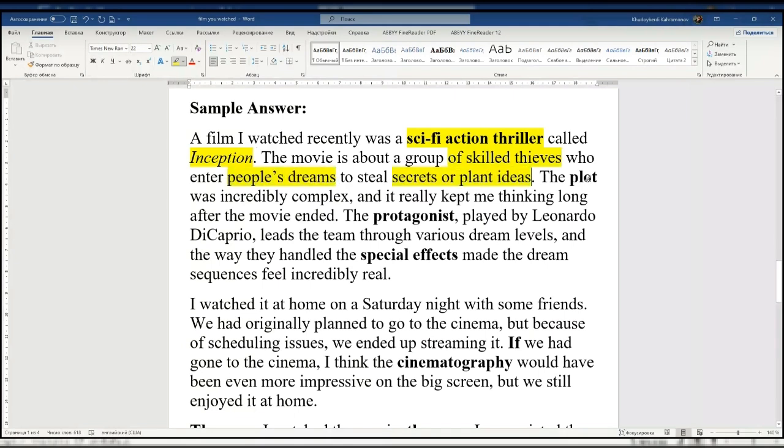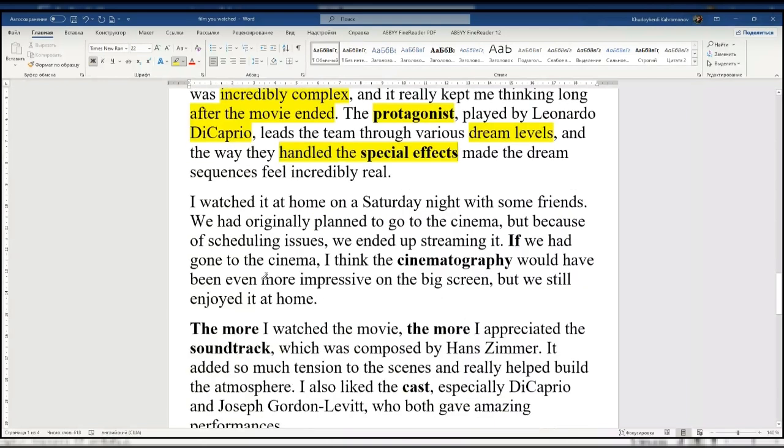The plot was incredibly complex and really kept me thinking long after the movie ended. The protagonist, played by Leo DiCaprio, leads the team through various dream levels, right? And the way they handled the special effects made the dream sequences feel incredibly real. I watched it at home.